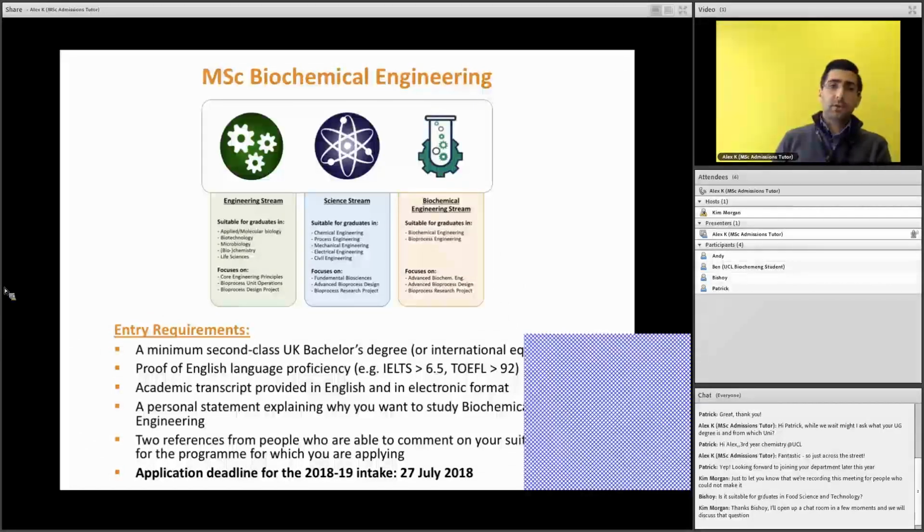So the entry requirements are a second-class UK degree or international equivalent, and proof of English language proficiency. These are just some examples, IELTS and TOEFL, I guess the most frequent ones. There is a variety of English language qualifications that UCL recognizes, and you can find more information if you just Google English language requirements at UCL.